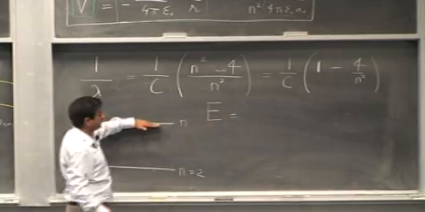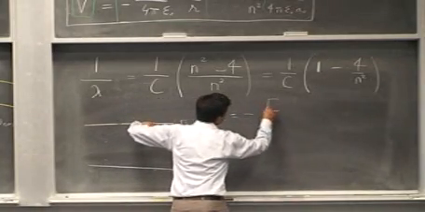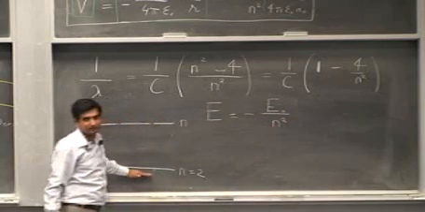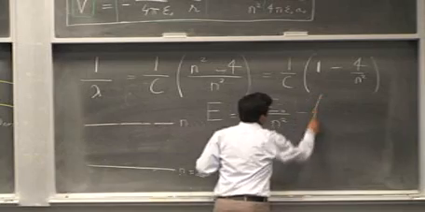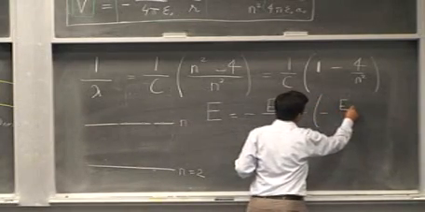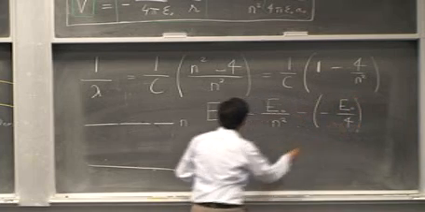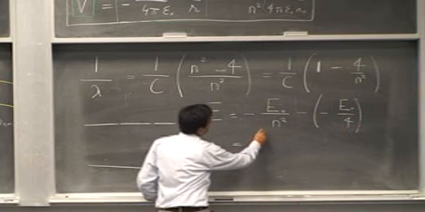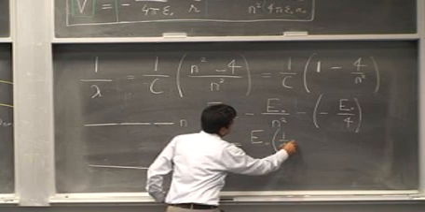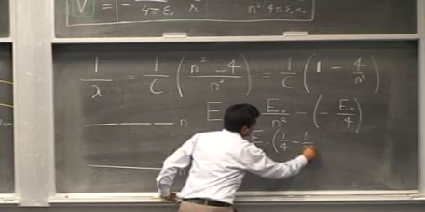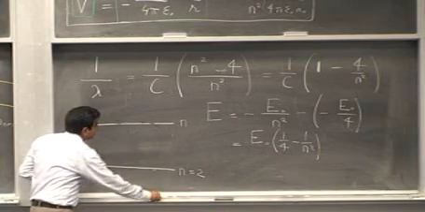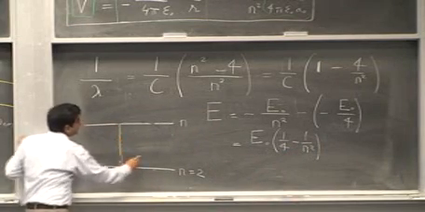What's the energy in this level? It's minus E naught over n squared. What's the energy in this level? You have another minus with minus E naught over 4. So this becomes E naught times 1 over 4 minus 1 over n squared. This is the energy gap between these levels, right? Delta E.